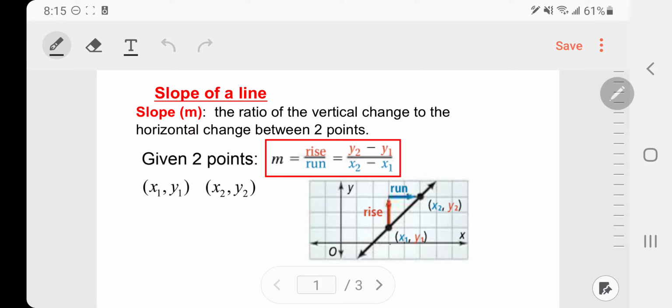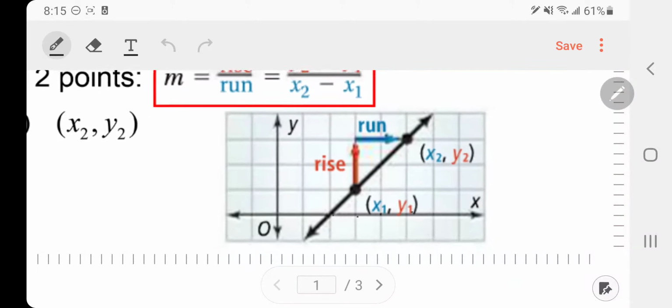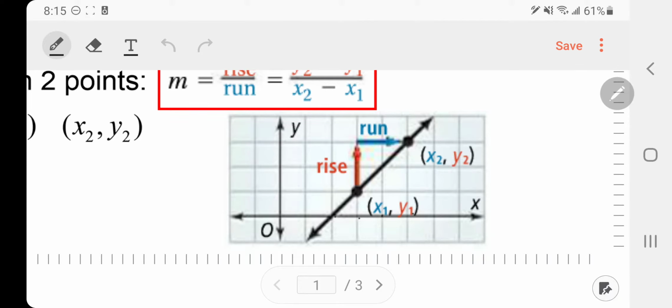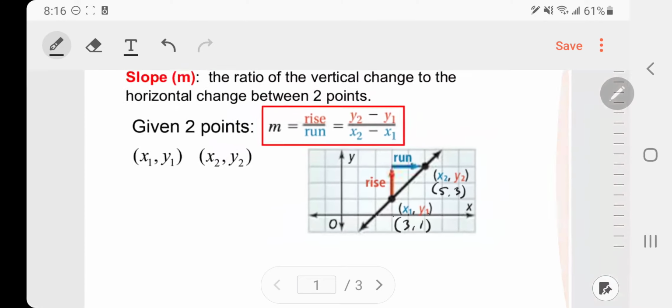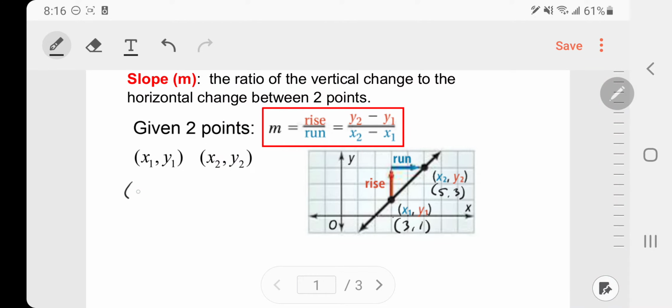Okay, so what you're going to do here is first label your 2 points based on where they are on the graph. In some cases, you'll be given the points. In this case, we're going to have to look at the graph to get them. So our first coordinate is right here. That's going to be the coordinate 3, 1. And up here, we have our second coordinate point that we're going to use. And this one is going to be over at 5, 3. Okay, so again, x1 would be 3, and y1 is 1, x2 is 5, and y2 is 3.